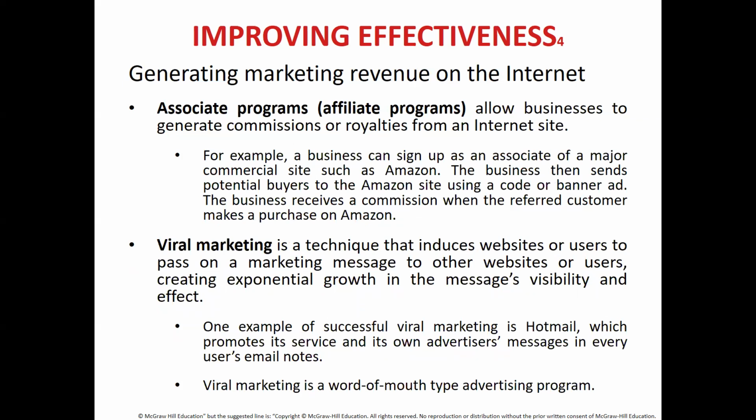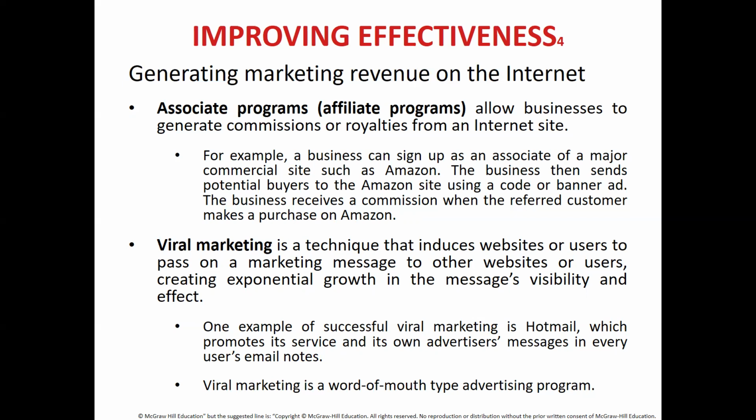To improve effectiveness and generate more revenue on the internet, associate programs and viral marketing are also used. Associate programs, also known as affiliate programs, allow businesses to generate commissions or royalties from an internet site. For example, a business can sign up as an associate of a major commercial site such as Amazon. The business then sends potential buyers to the Amazon site, usually with a code or banner ad. The business receives a commission when the referred customer makes a purchase on Amazon.